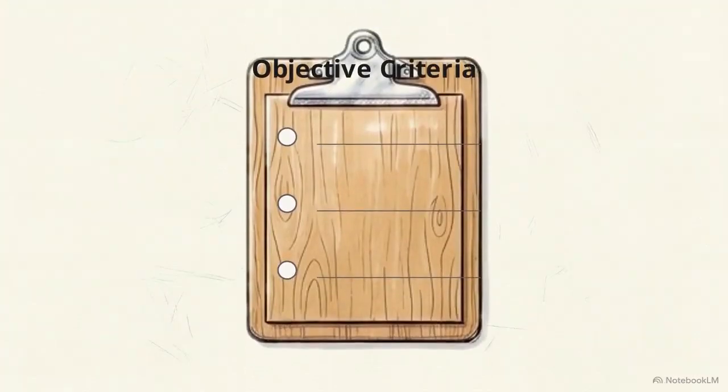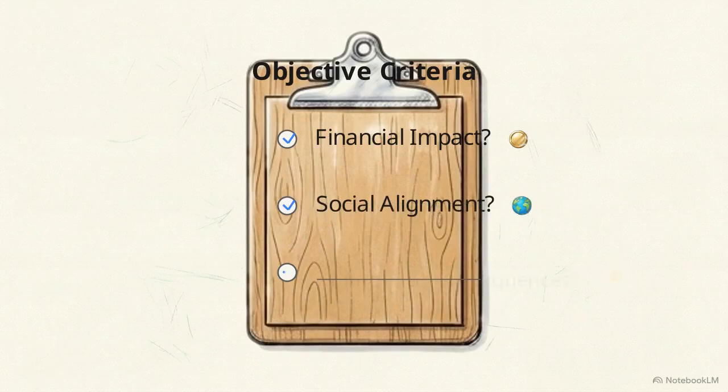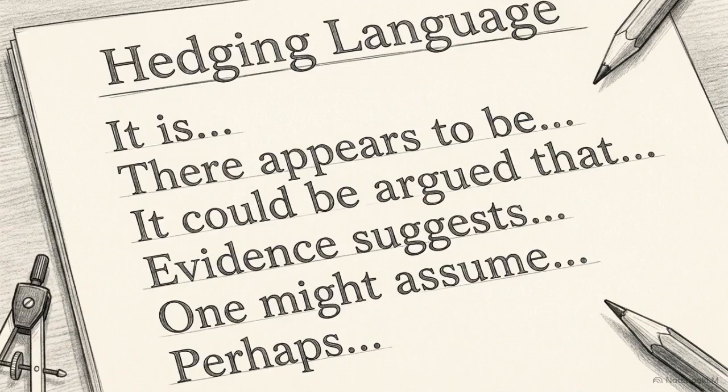Evaluating a solution means measuring it against objective criteria, not your personal feelings. You need to ask, is this cost-effective? Is it culturally acceptable? What are the potential negative side effects? When you write down this evaluation, you have to avoid absolute claims. You do this by using hedging language, tentative structures starting with it or there that soften your stance.